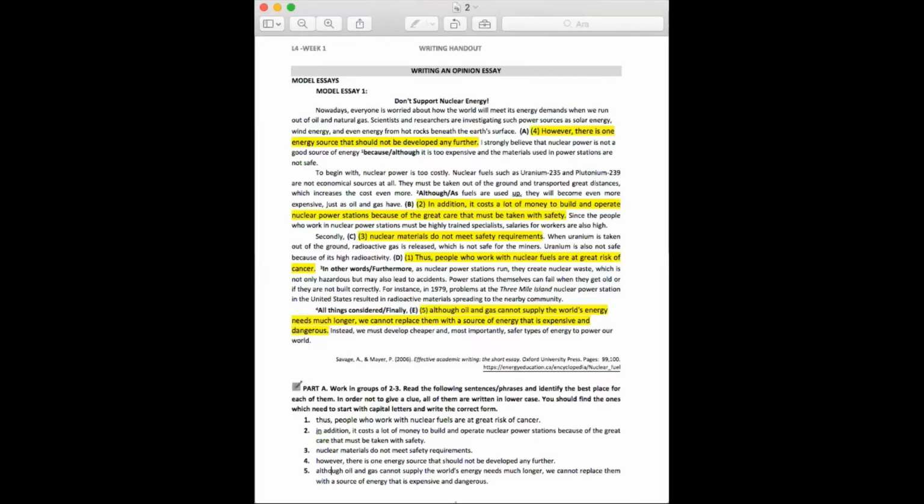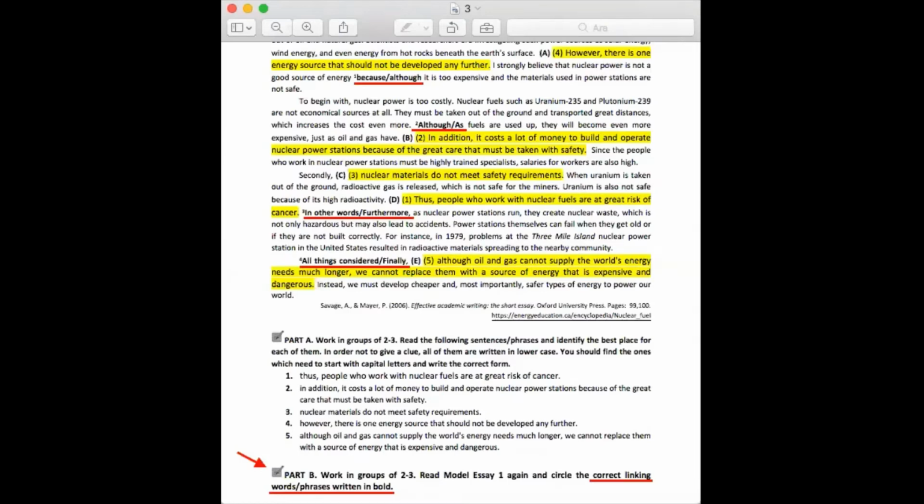And the final one, E. For this gap, we should find the best sentence that fits into the concluding paragraph. It can either restate the thesis statement or summarize the main ideas. As we see, sentence 5 explains the reasons why we shouldn't use nuclear power as a source of energy by summarizing the main points, because it's expensive and it's dangerous.